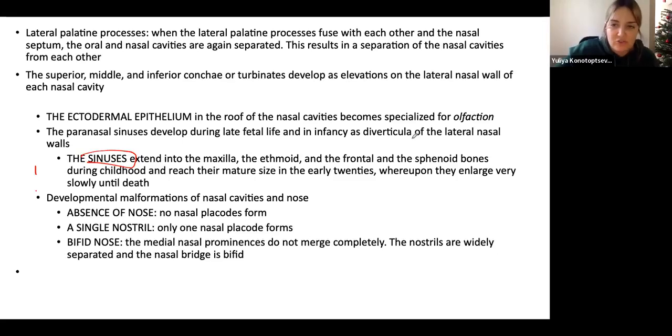What are sinuses? Diverticula, or outgrowths of the lateral nasal prominence wall. Okay, so just here and just grow this way and this way, and so on. Right? So the maxillary, the frontal, and so on. Some malformations: if you don't have a nose whatsoever, that means that there were no nasal placodes made.